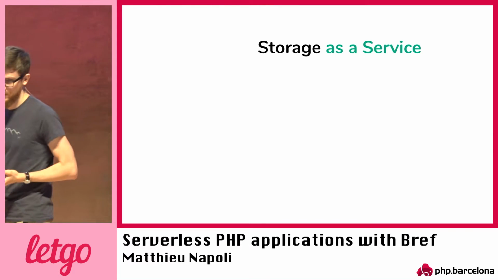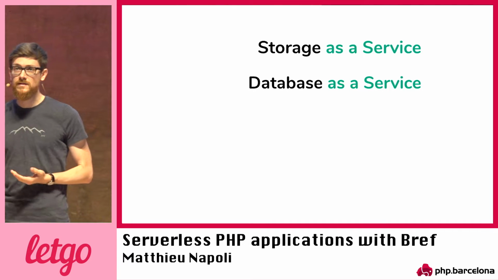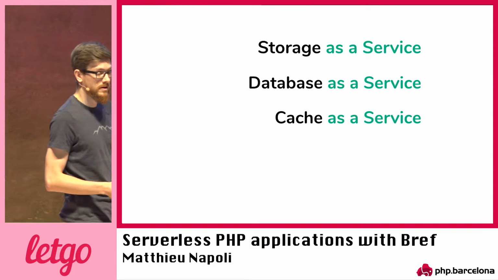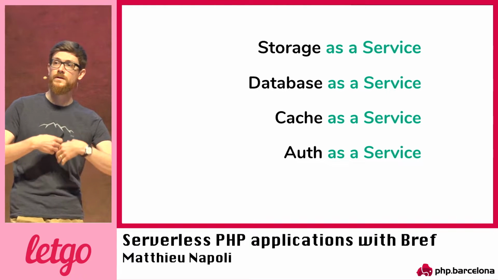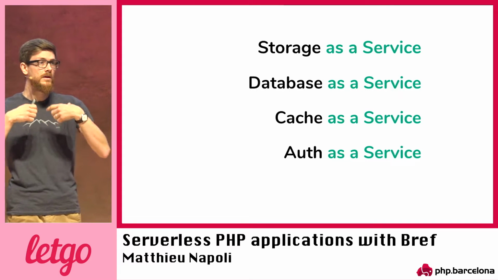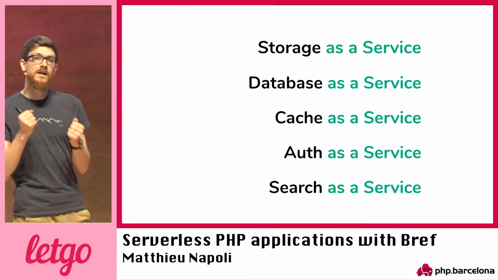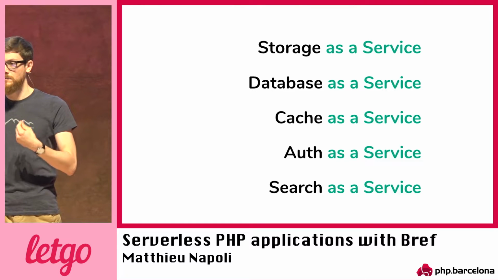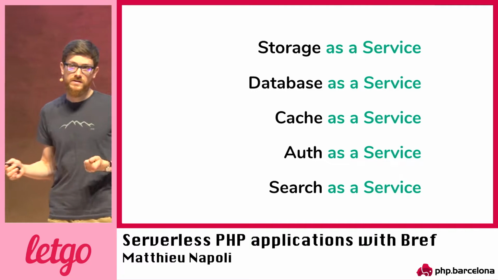Now, we have many examples like this, like database as a service. If you've used Firebase, this is a serverless database. DynamoDB as well. We have caching as a service. Authentication as a service. Auth0 is a good example of doing authentication without having to deal with servers and with actually running stuff. Search as a service is also a really good example. Algolia is a serverless alternative to running your own Elasticsearch server.